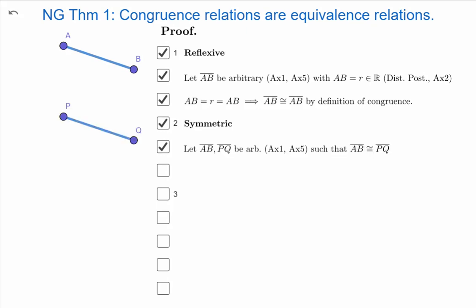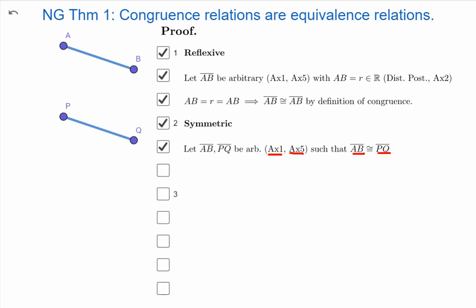Symmetric: now we need 2 line segments. So I have an arbitrary line segment AB and another arbitrary line segment PQ. Notice that this is the same justification. We know that at least 4 non-coplanar points exist by axiom 5. Axiom 1 says that between any 2 points there's a unique line, so we get here just fine with our axioms.